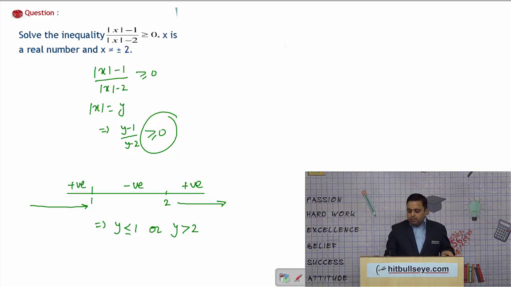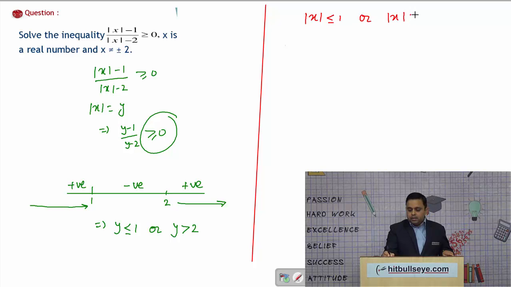Now in the second part of the solution I will write y as mod of x. So mod x is less than or equal to 1 or mod x is greater than 2. Now from here I can write it as x lies in between minus 1 and 1. Now here I can write it as either x is less than minus 2 or it is greater than 2.